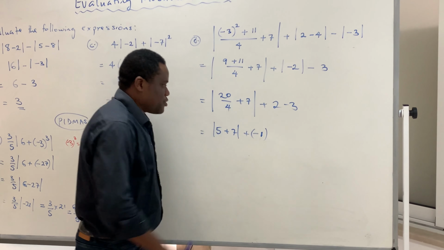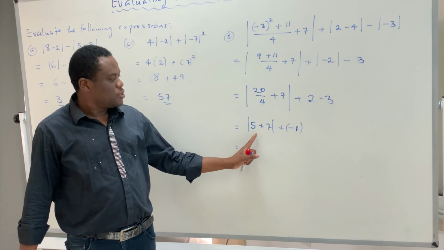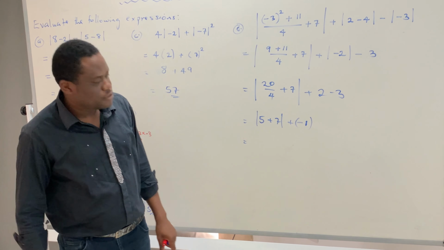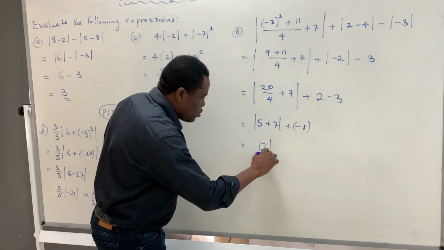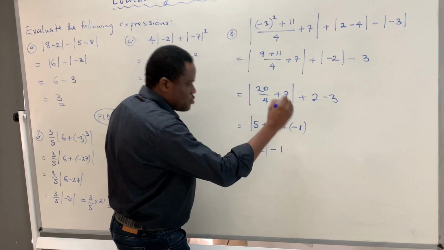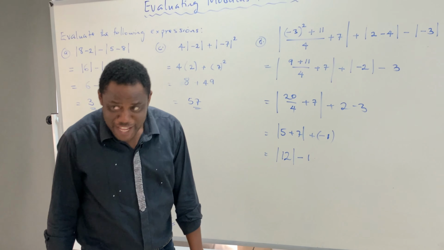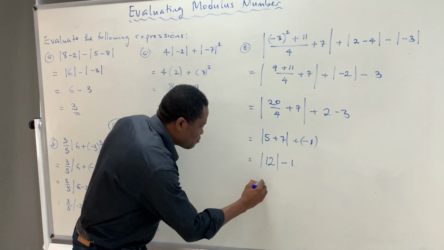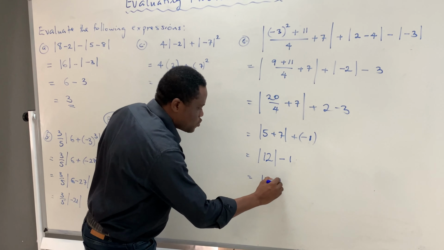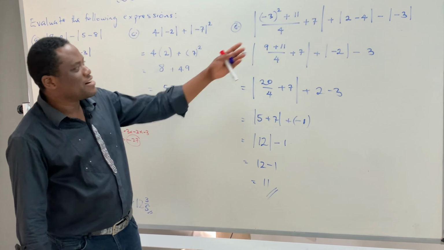Close this because there's a plus. Okay? We're almost done. 5 plus 7 gives us 12. That is the modulus of 12. Plus times minus is minus 1. What is the modulus of 12? 12. So 12 minus 1 gives us 11. And this is the final result.